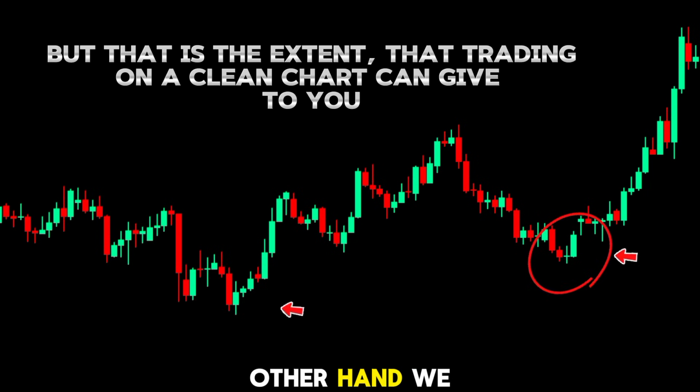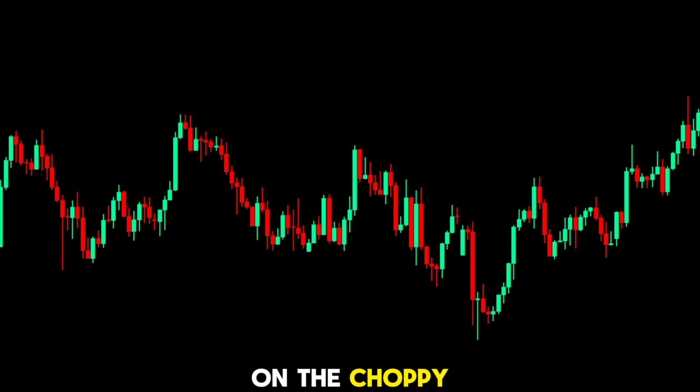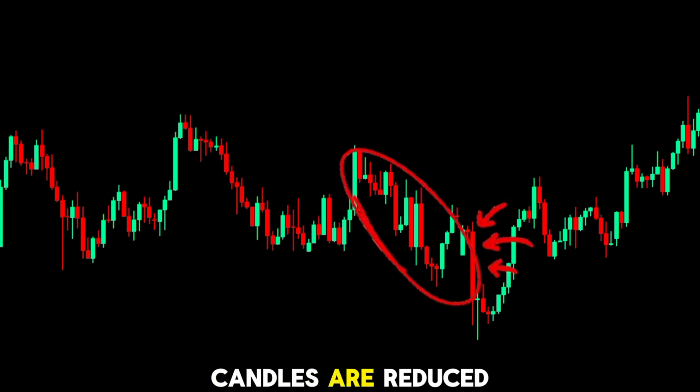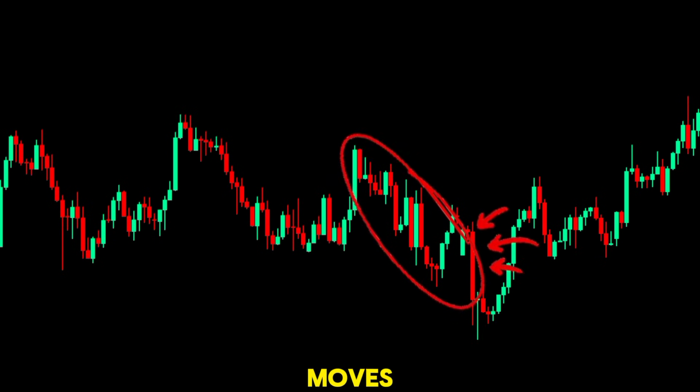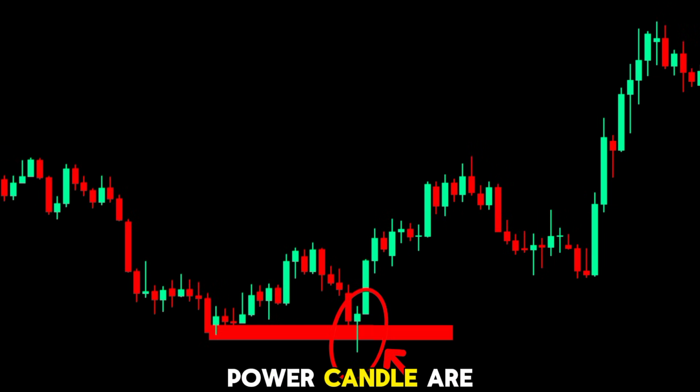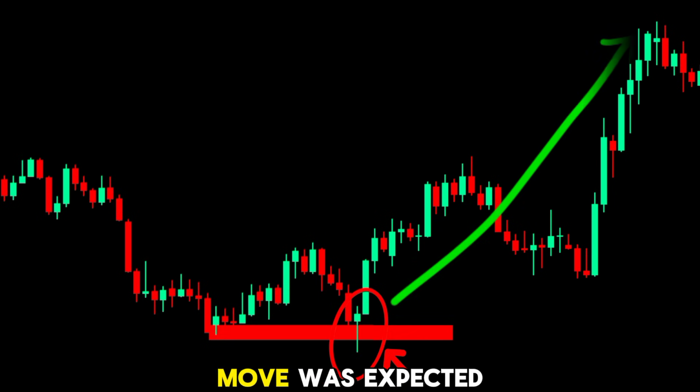But on the other hand, we have the choppy candlesticks movement. On choppy charts, even the strongest candles are reduced to breadcrumbs. The choppy candlesticks movement drains power from strong candlestick moves that are supposed to elevate the market to your target direction. If the candles prior to this power candle are all choppy with their price reactions, the power candle will have a very small percentage chance of moving to your target direction. And if the entire structure is choppy, it won't even work at all. Every trader must take note of this if you really want to make money from the market. And since this candle had prior candlesticks that moved in a very clean way, this great price move was expected.